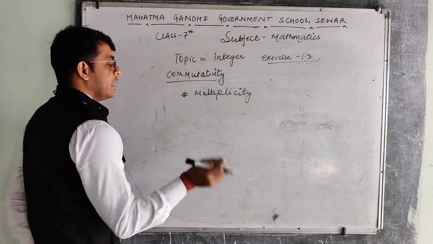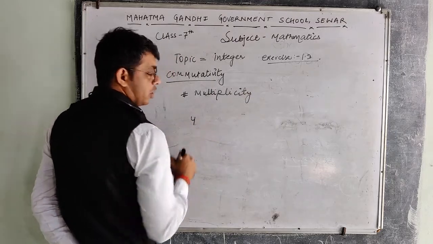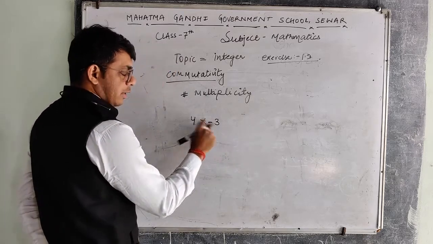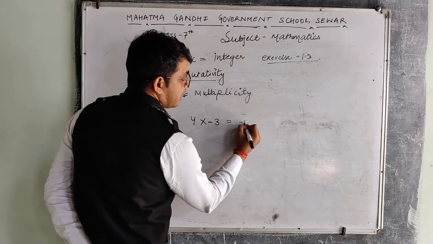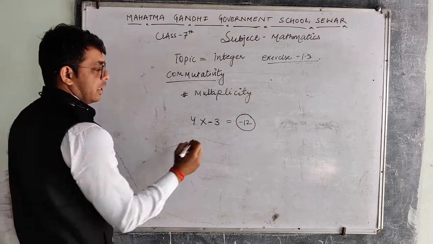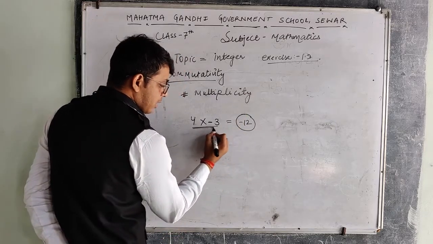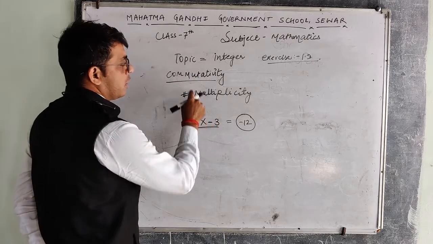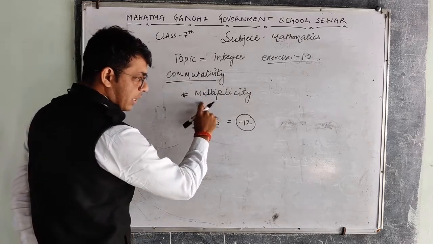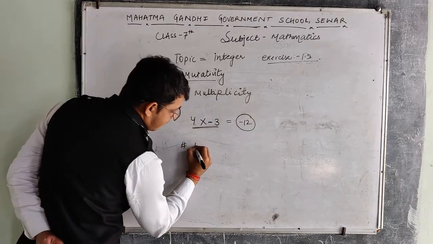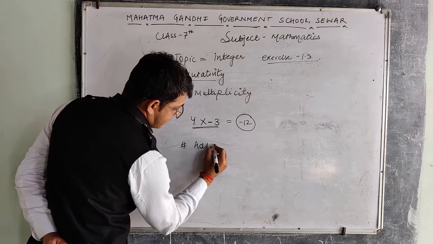If we take any integer like 4, which is also an integer, and 3, which is also an integer, and multiply with minus 3, what will be the result? Minus 12. Minus 12 is also an integer. It means multiplication of integers follows the property of what? Commutativity in multiplication.